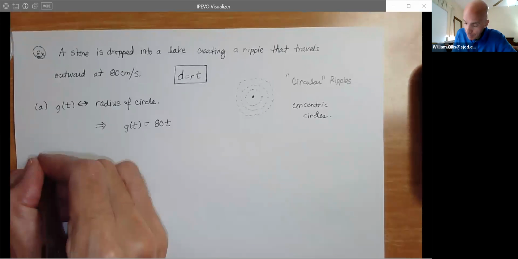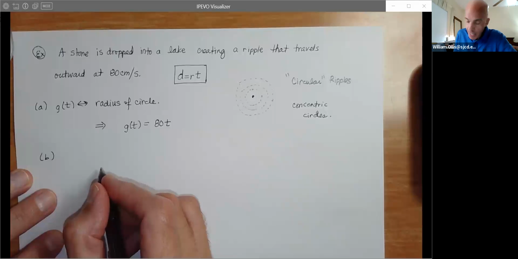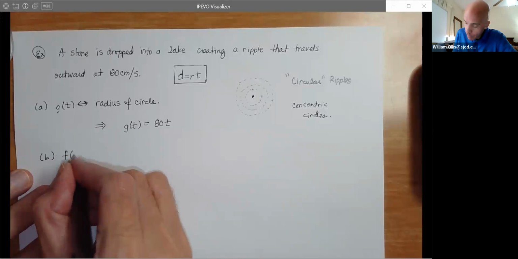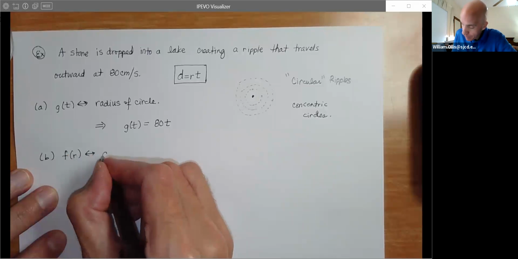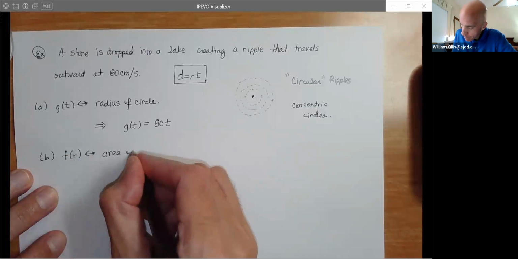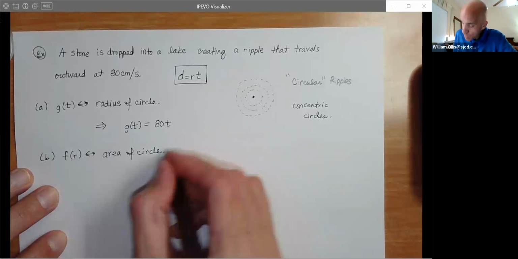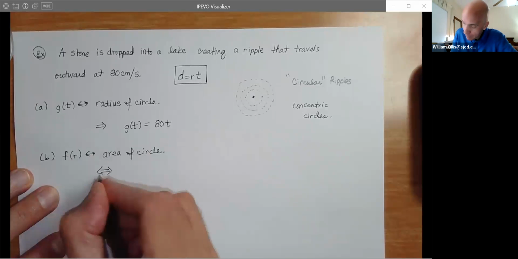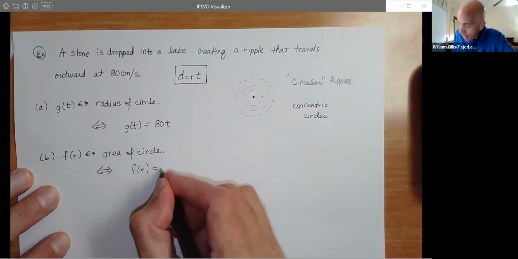And then B, f of r is the area of the circle. f of r corresponds to the area of a circle. So in this case, what does that mean? Or equivalently, f of r would just be pi r squared.